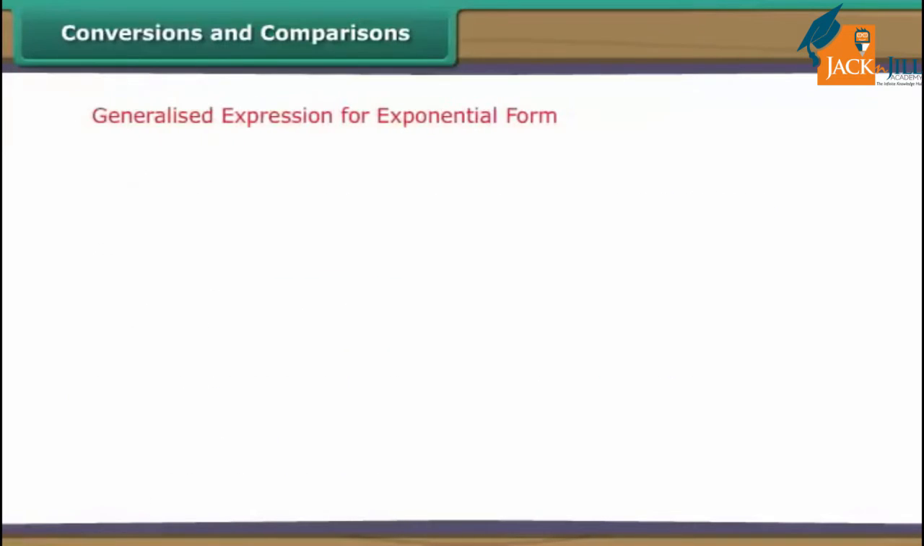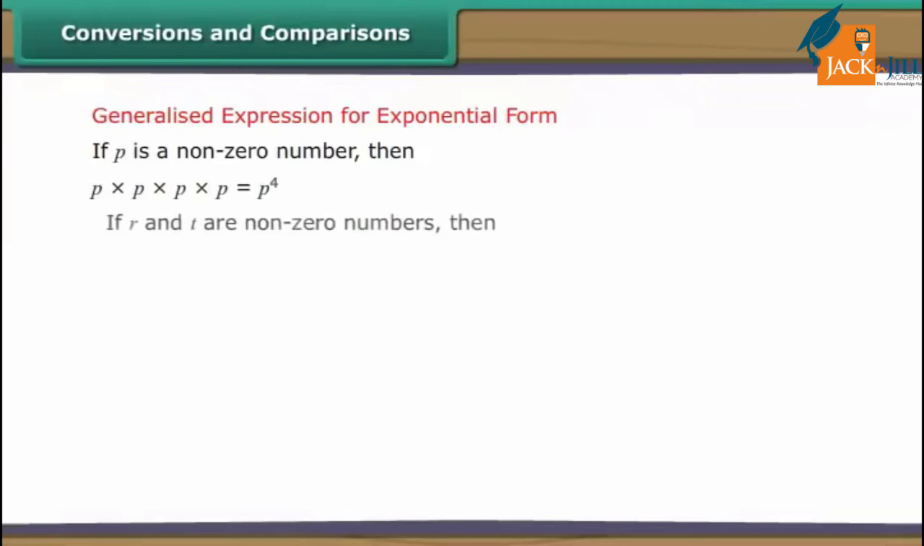Let us now evolve a generalized expression for representing numbers in exponential form. If p is a non-zero number, then p into p into p into p is equal to p raised to the power 4. If r and t are non-zero numbers, then r into r into r into t is equal to r raised to the power 3 into t raised to the power 2, which is equal to r cube t square.